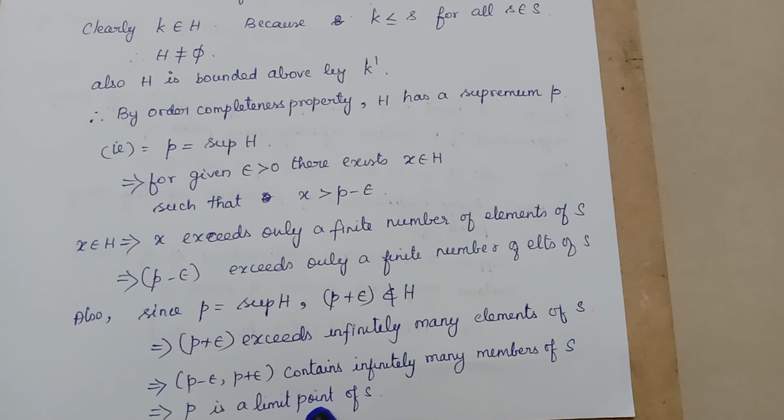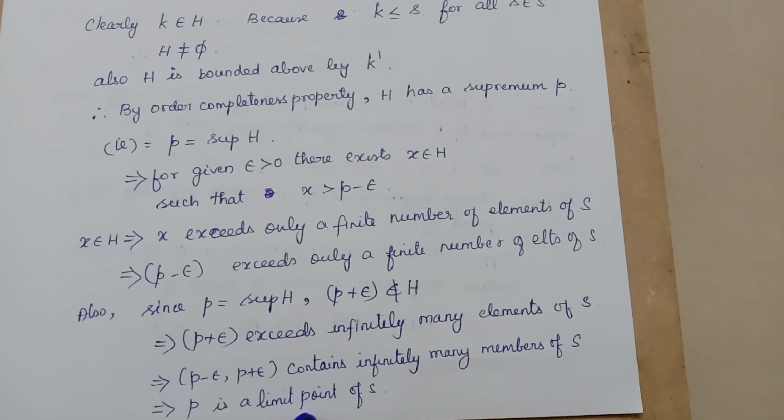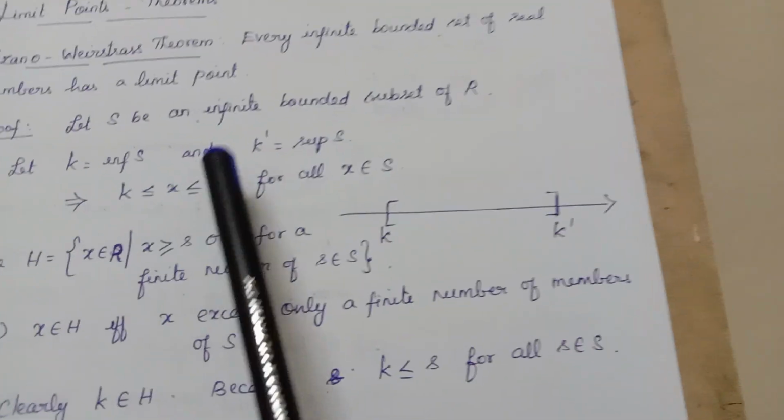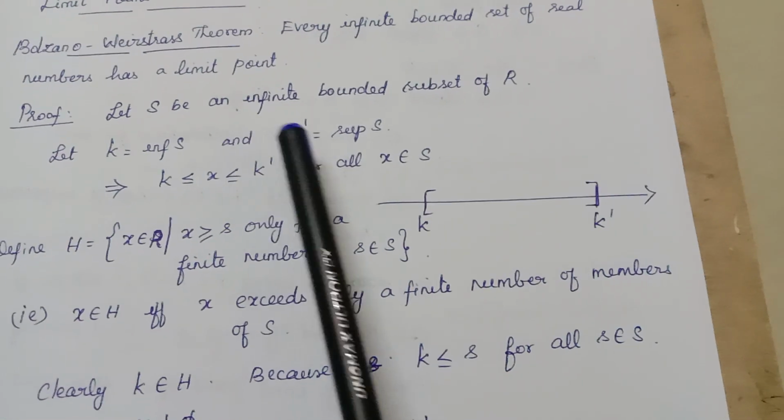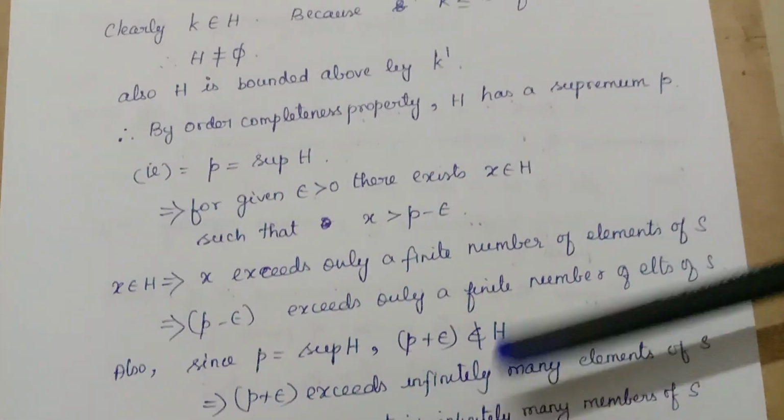So what do we conclude? Yes, the set has a limit point. We have taken an infinite bounded subset S, and we have concluded that it has a limit point. I hope you understand this. Next, let's go to the next theorem.